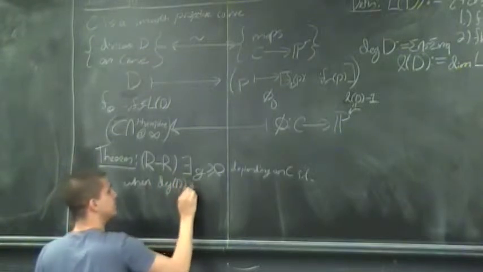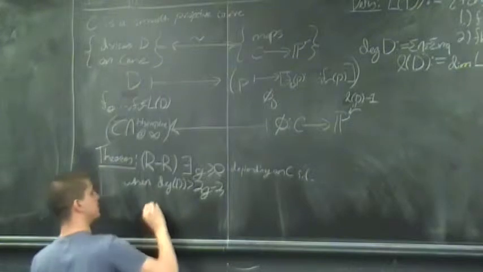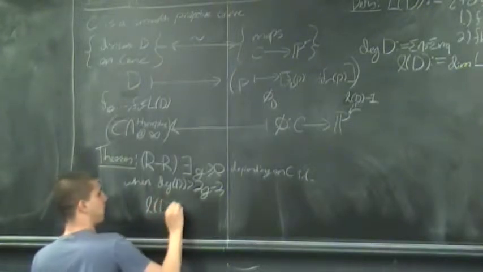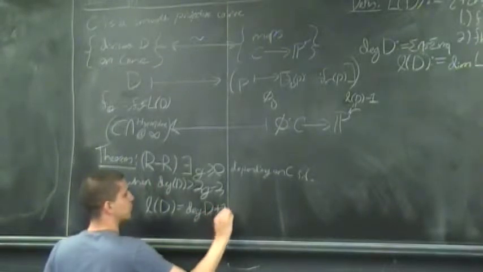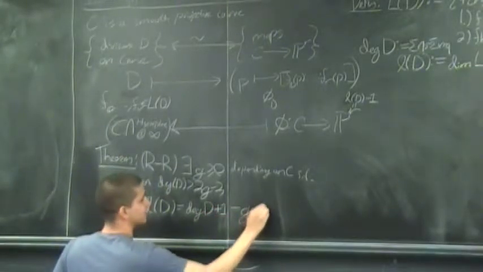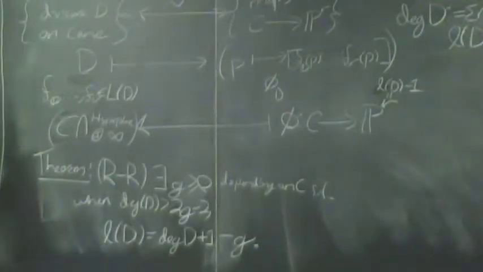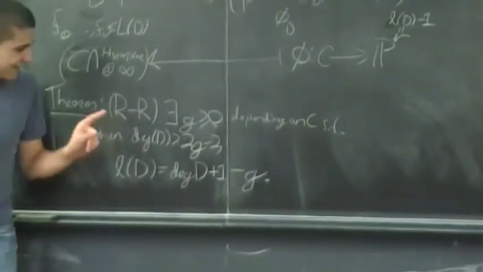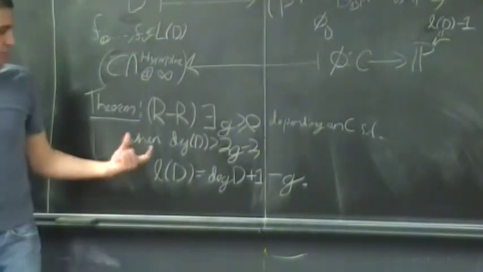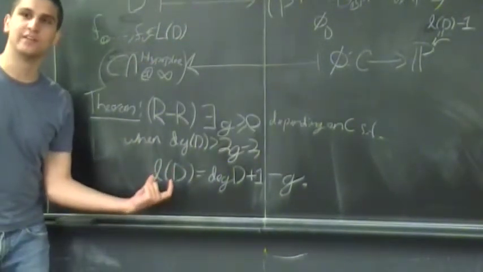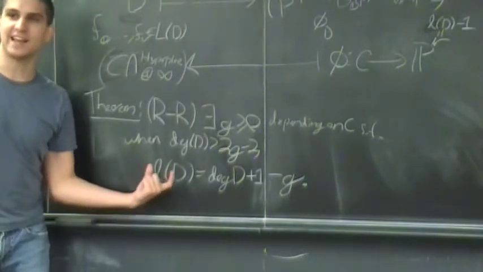when the degree of D is strictly bigger than 2g minus 2, L(D) is equal to the degree plus 1 minus g. So what this tells us is that for divisors of big degree, whenever we add one extra condition to our divisor, we lose exactly one function. And whenever we allow one extra pole, we gain exactly one function.